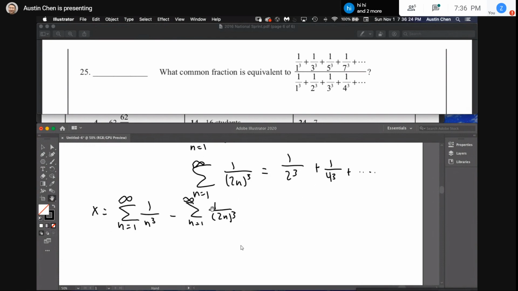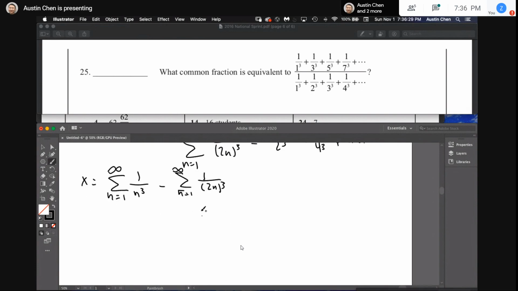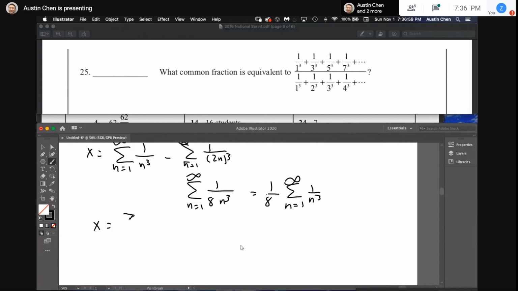Now, why is this really good? Well, it's because this thing right here is the sum of n equals 1 to infinity of 1 over 8 times n cubed, right? And because this 1 over 8 is just a constant, we can get it out of the summation. So this is 1/8 times the sum of n equals 1 to infinity of 1 over n cubed. And this is really good, because we have this exact same thing right here. So then x equals 7/8 times the sum of n equals 1 to infinity of 1 over n cubed.